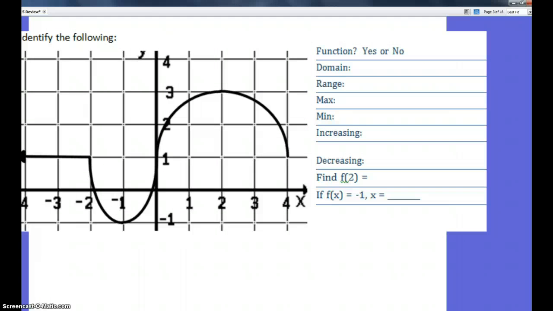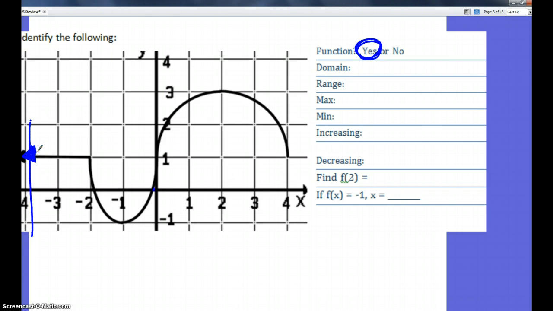Okay, function. On here, some people were a little bit confused with this piece in the middle. It is still slanting because the line is curving. It's not vertical, straight up and down. And everywhere else on the graph, we see that it's only going to hit one time, straight up and down, so that's good. Yes.